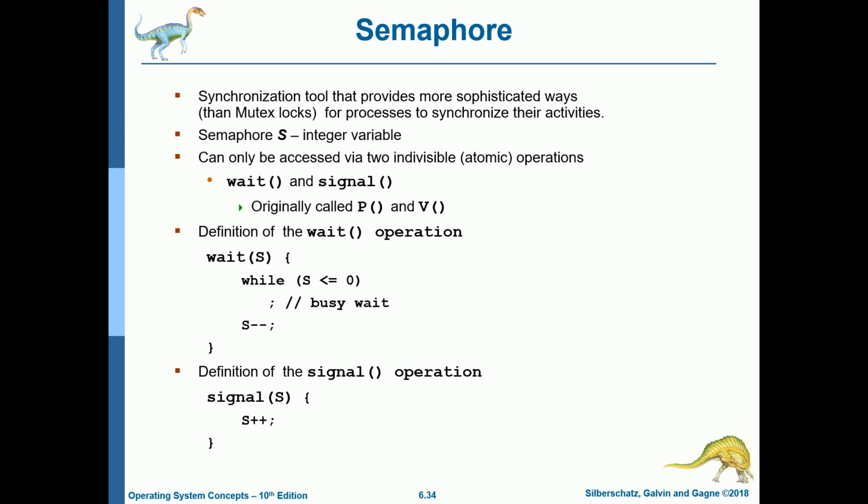Now, as we mentioned, mutex locks were generally the simplest synchronization tools that we can use, but a more advanced version of this is called a semaphore. A semaphore is simply an integer value that is accessed only through two atomic operations, wait and signal.